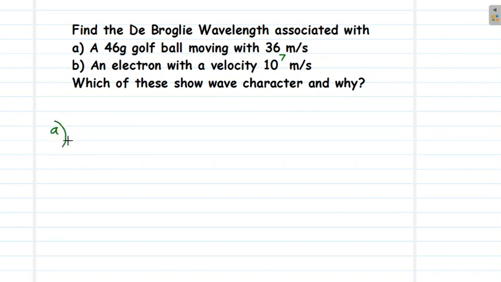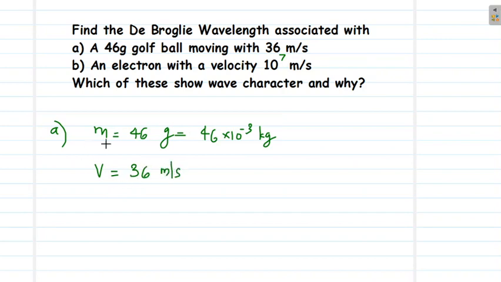In the first part, we are asked to find the wavelength of a golf ball. Its mass is 46 gram, which is equal to 46 into 10 raised to minus 3 kilogram. Its velocity v is 36 meter per second. So if we are given mass and velocity, we can calculate the wavelength using de Broglie's equation, lambda equal to h by mv.